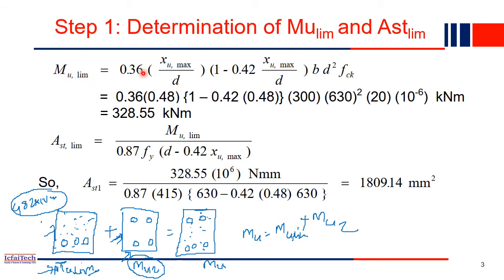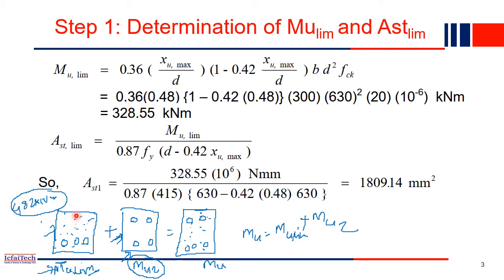Then for Mu,lim, if we substitute all the values, xu,max we derived in the last lecture, so xu by d value is 0.48. Then b value is 300 and d value is 630 mm, and fck is 20. To convert it into kilonewton meter, we multiply by 10 to the power minus 6, and this is the moment Mu,lim. You can see that Mu,lim comes to 328.55. So this section can withstand a maximum of 328.55 kilonewton meter.